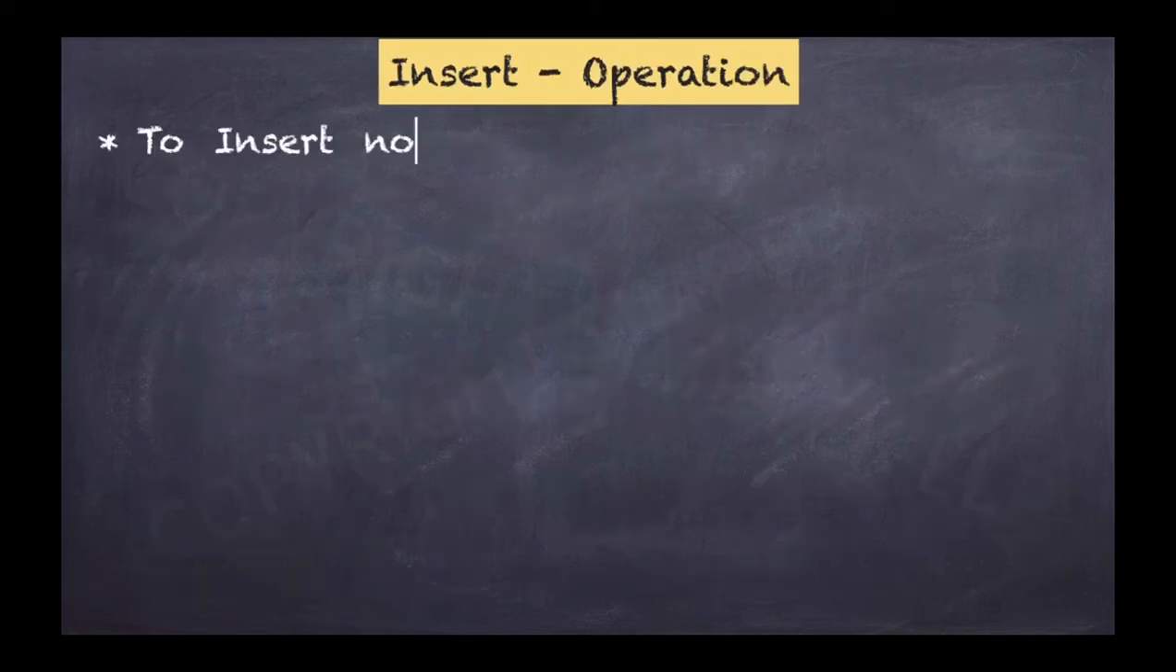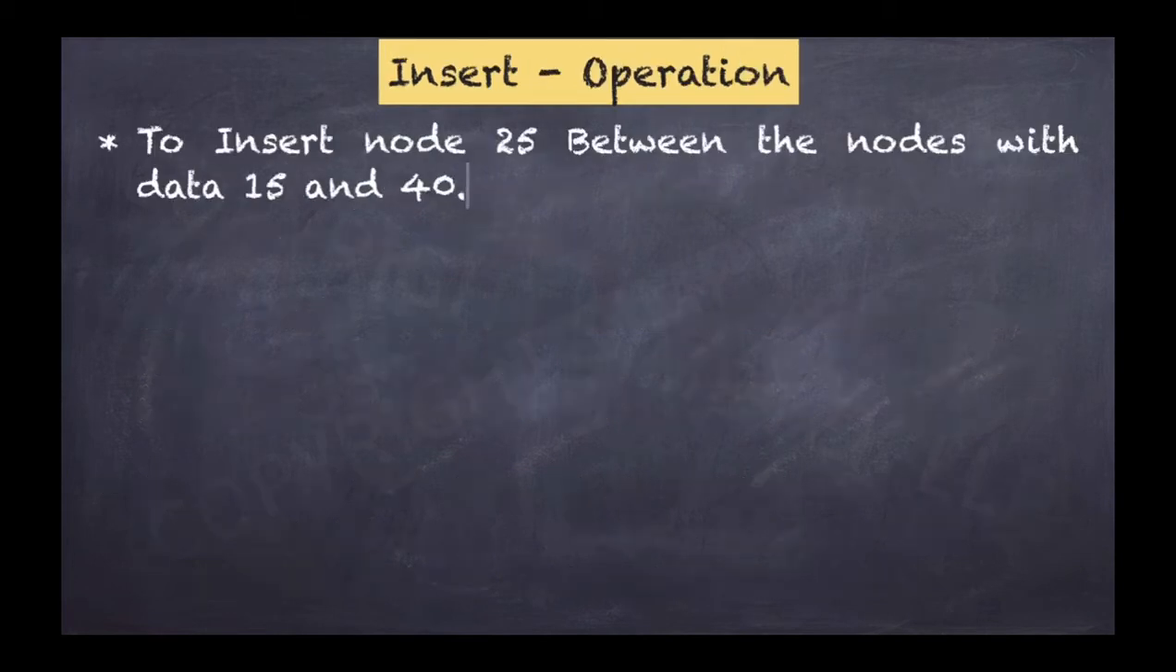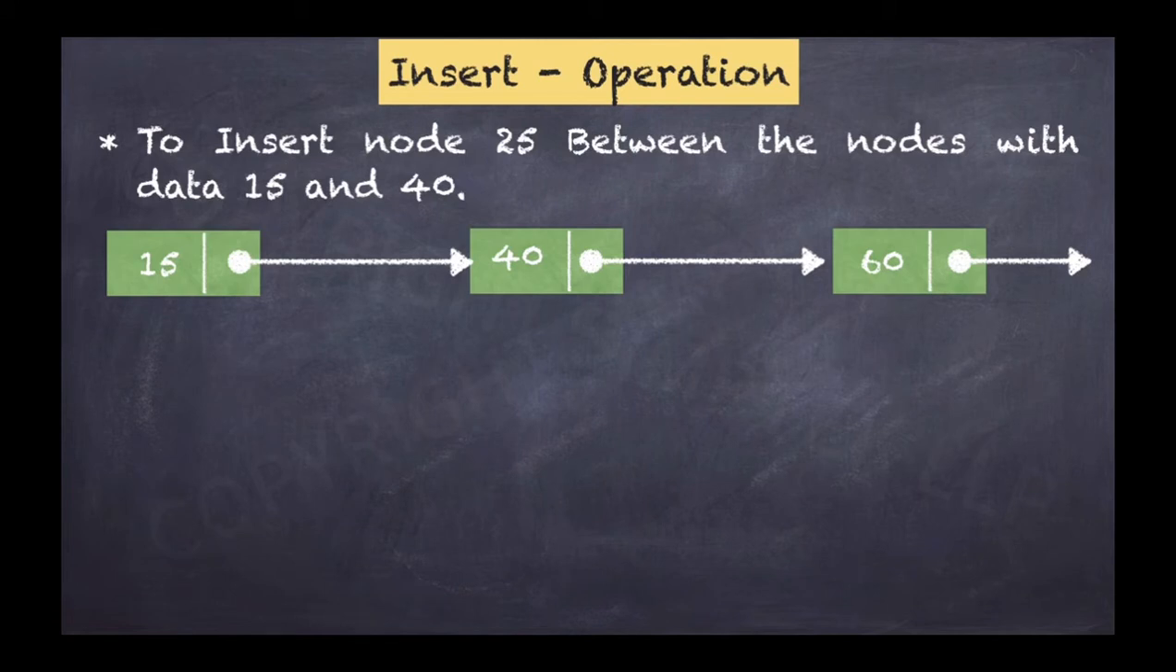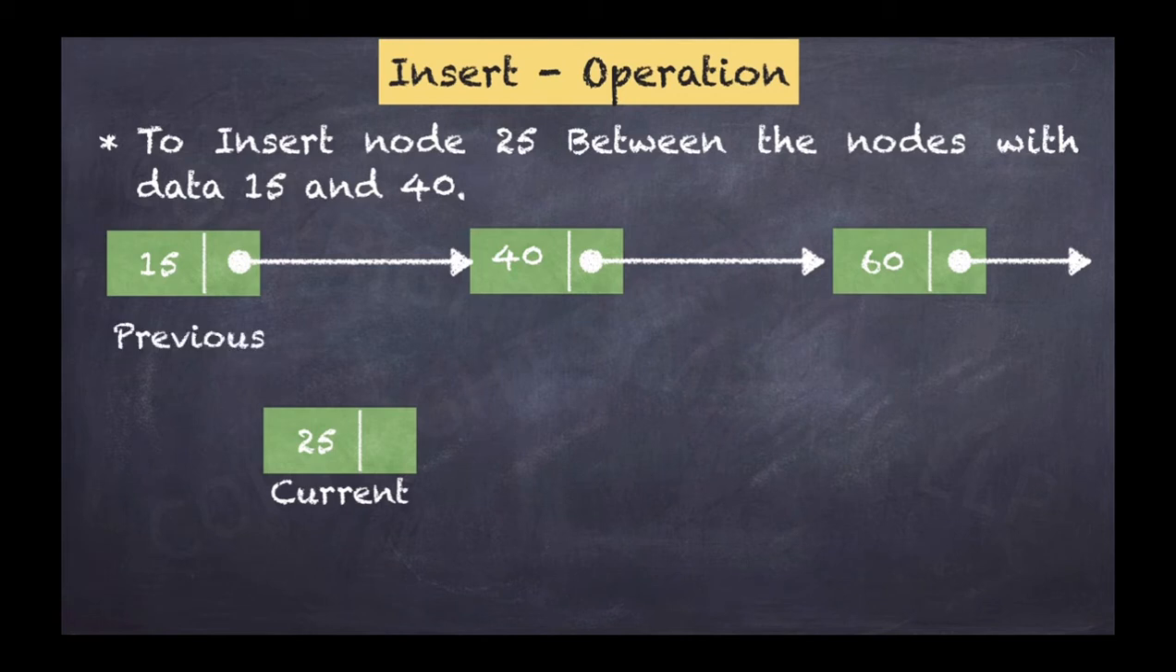To insert node 25 between the nodes with values 15 and 40, create a new node with 25. The new node is the current node. Now the node in front of the new node to be inserted is the previous node. The node after the new node is the next node. Now remove the pointers between the previous node and next node. Now adjust the previous pointer to the current node and set the current node pointer to the next node.